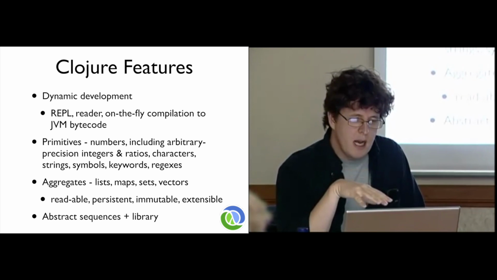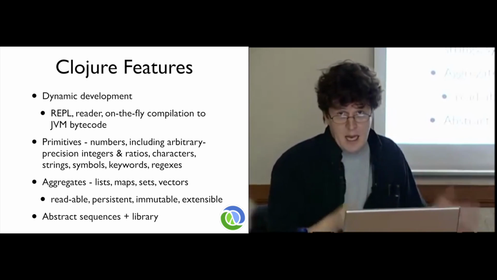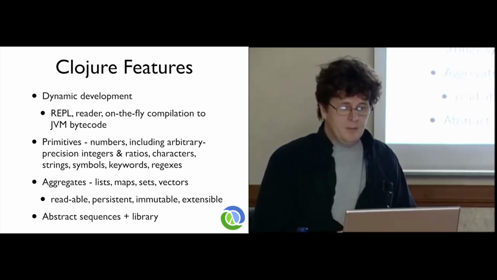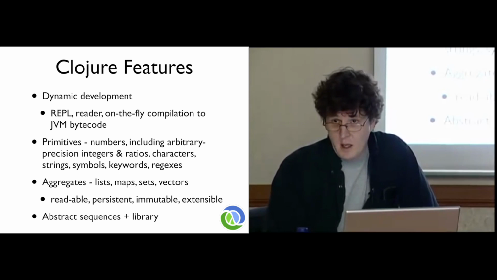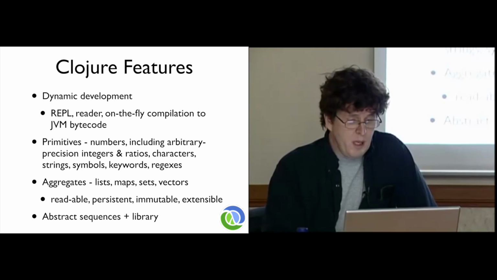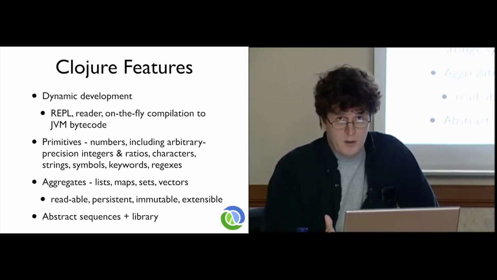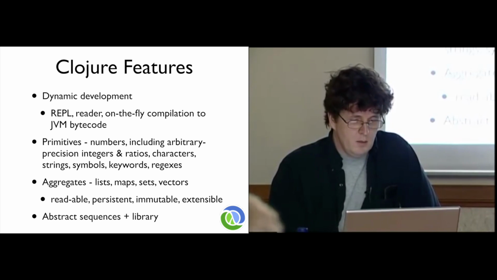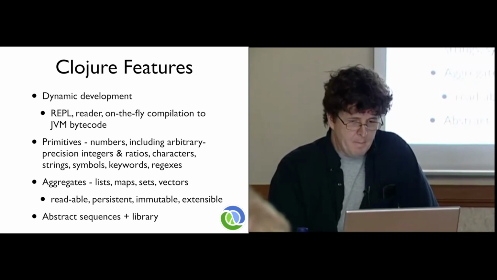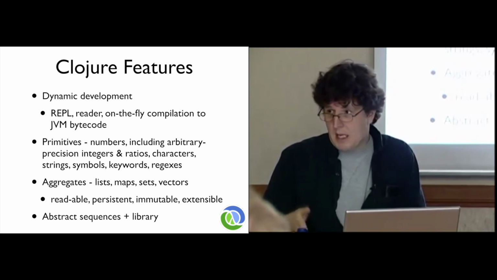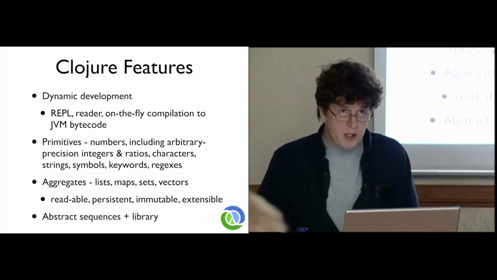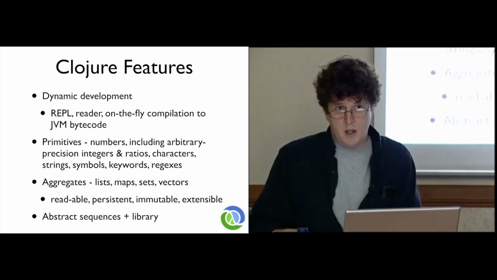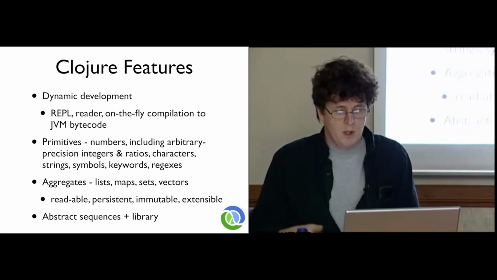In addition, Clojure has a set of aggregates. It has the classic Lisp-like lists, with the difference being that they're guaranteed immutable and persistent. There's no setcar or rplaca or anything like that. In addition, it has maps and sets and vectors, and these are as first class in Clojure as lists are in Lisp. Don't say that too fast.